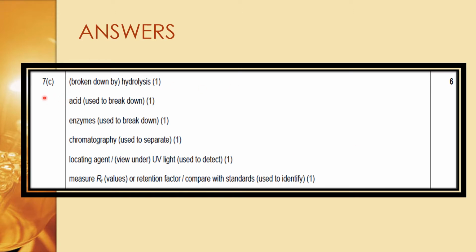Broken down by hydrolysis, the process. The acid we use is dilute hydrochloric acid. Please don't say very concentrated hydrochloric acid, because that's for protein. So you use dilute hydrochloric acid, you heat it, and then you get the monomer. You can also use the enzyme amylase; this one you already learned in biology classes, I guess. Now we're going to discuss chromatography, locating agent, measuring the RF.